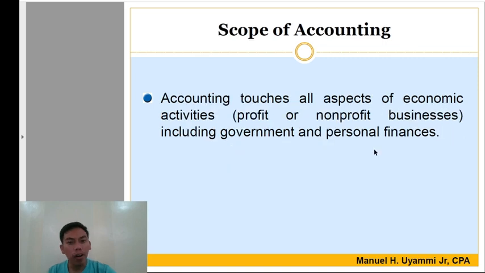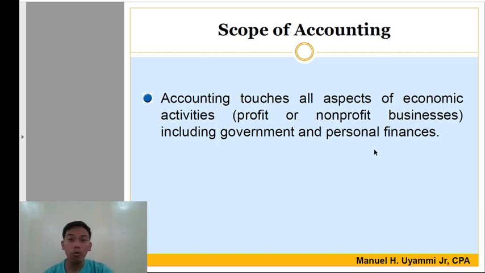The scope of accounting. Accounting touches all aspects of economic activities, whether profit or non-profit businesses, including government and personal finances. When we say accounting, we immediately connect it to business. Yes, every business has accounting, because they cannot survive without accounting, without checking whether they are earning or not. But it is not only businesses that use accounting, because even non-profit entities use accounting.